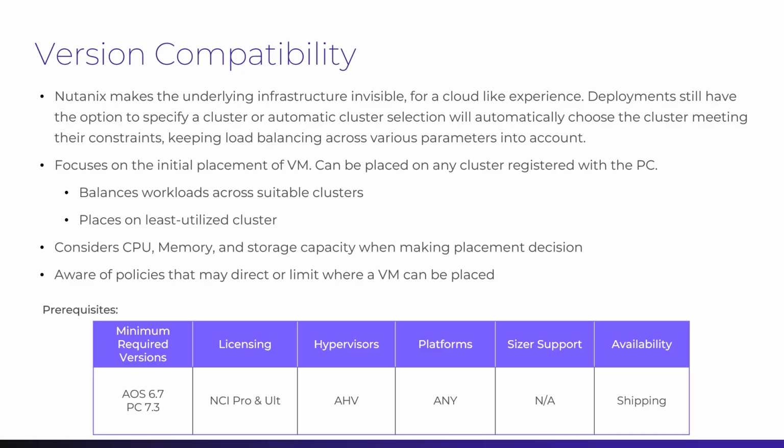So which versions of software will you need to take advantage of these updates for auto cluster selection? This is a Prism Central feature, so it will require you to upgrade to Prism Central 7.3, but it does not require the latest AOS. The minimum AOS version that's needed is 6.7 and the accompanying AHV release, since that's when ACS was introduced at the AOS and AHV level. Just need the update to Prism Central.